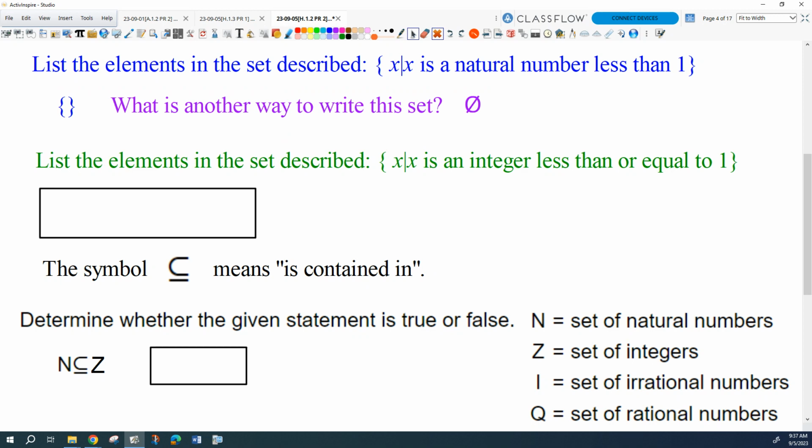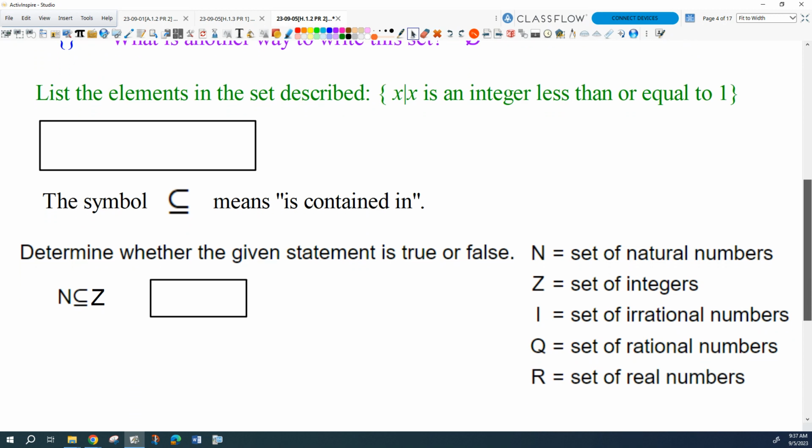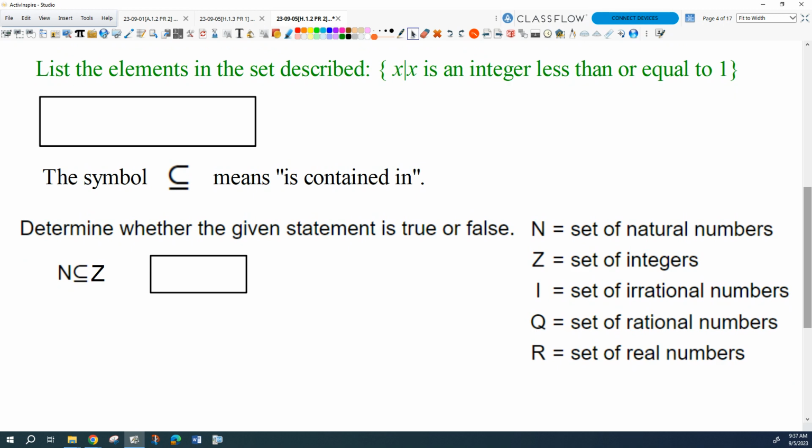Okay, how about the green one? List the elements in this set. The set of all x such that x is an integer less than or equal to 1. Describe that set.